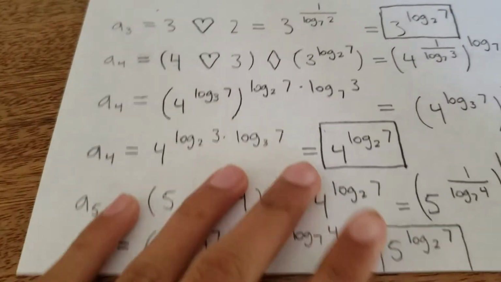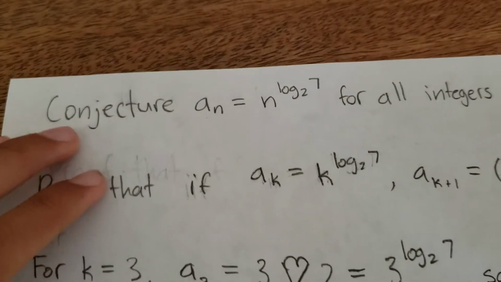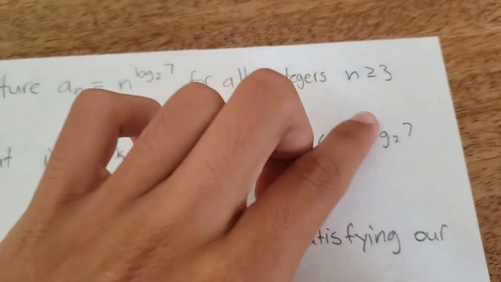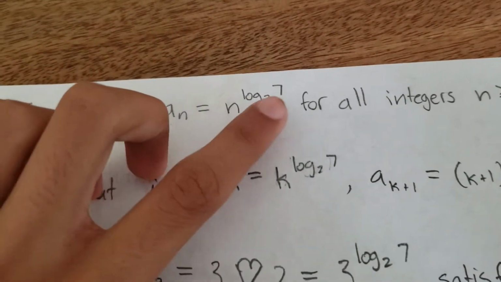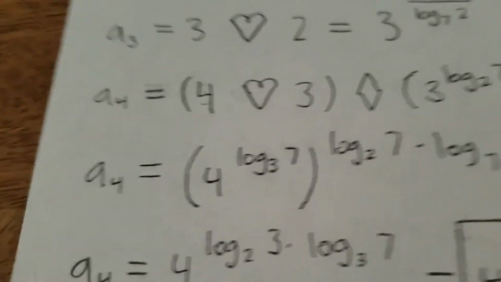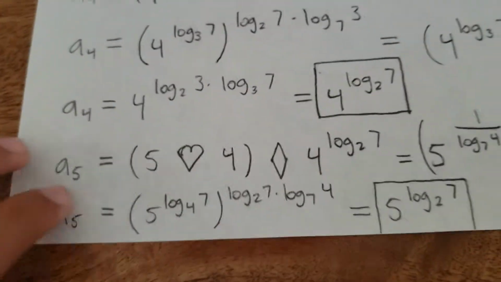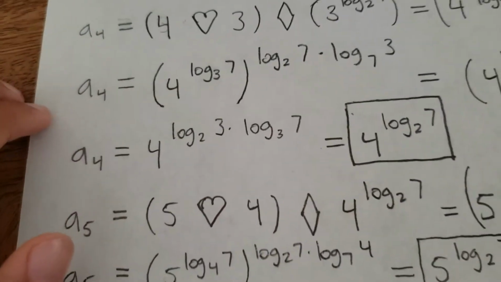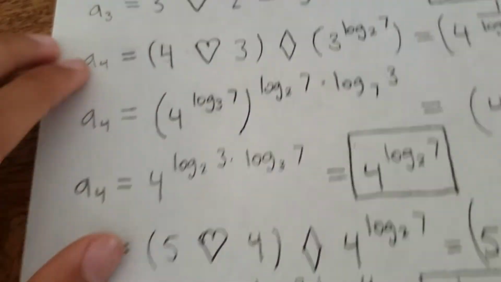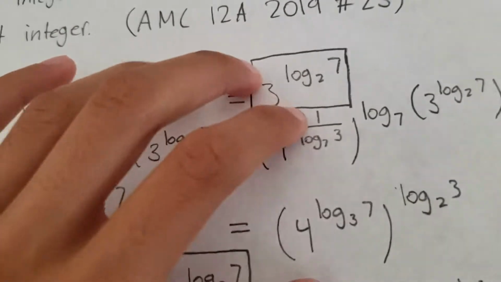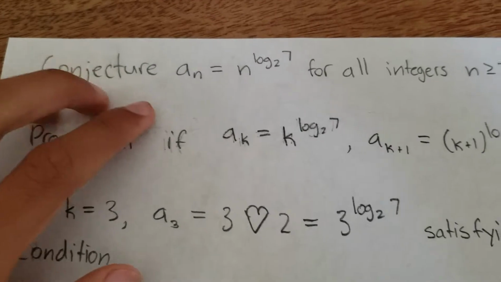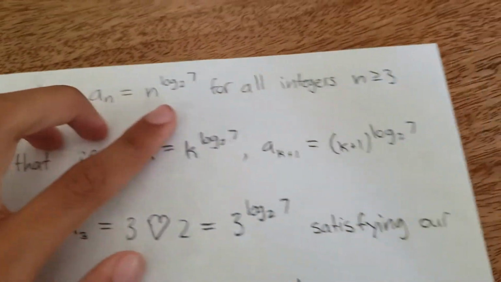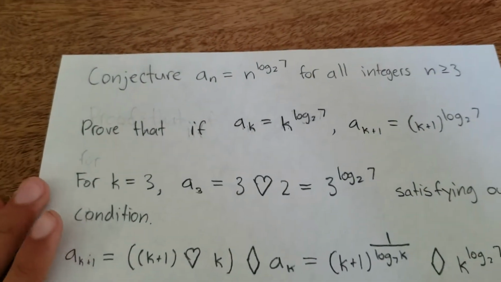Alright, so we seem pretty set that we can conjecture now that for any integer n greater than or equal to 3, a sub n is just n to the log base 2 of 7. Why? Because it seemed to work for a sub 5. A sub 5 is 5 to the log base 2 of 7. A sub 4 is 4 to the log base 2 of 7. And a sub 3 is 3 to the log base 2 of 7. So why not just generalize or conjecture that a sub n is n to the log base 2 of 7 for integers n greater than or equal to 3?